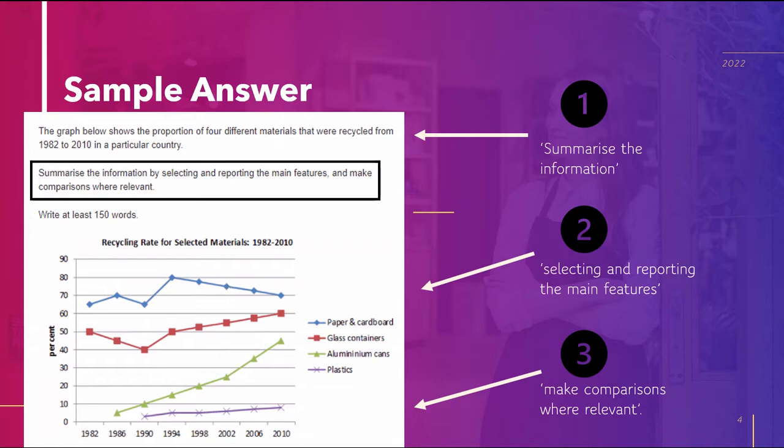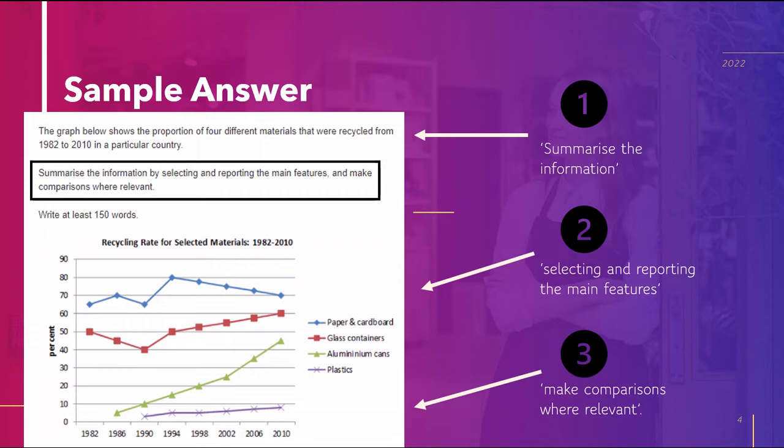Finally, it asks us to make comparisons where relevant. So here, what we're doing is we're looking for the main differences in the data. Okay, so if there's anything strikingly different, if there's anything that stands out, and straight away, if we look at plastics, we can see plastics really stands out here as being this line at the bottom, the lowest amount of recycling. So straight away we can start to identify these things that stand out, okay?